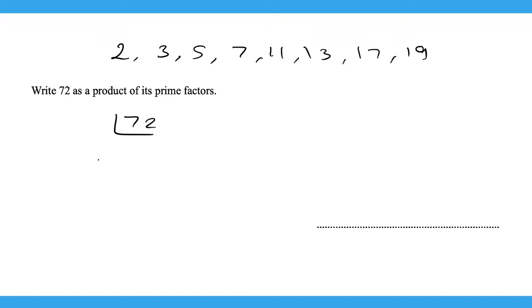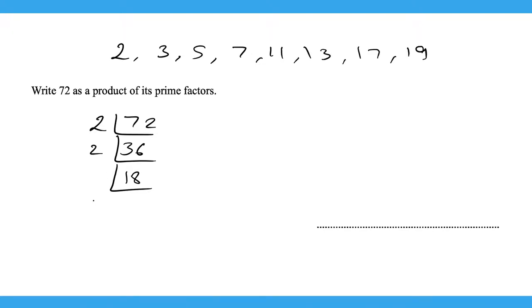Okay, let's have a look at another example. It says write 72 as a product of its prime factors. So again, let's write our prime numbers at the top. So we have 2, 3, 5, 7, 11, 13, 17 and 19. Okay, 72, what's the smallest prime number that 72 goes into? 2. So let's just write 2 there. What's 72 divided by 2? Is 36. Does 2 still go into 36? Yes, it does. 36 divided by 2 gives you 18.